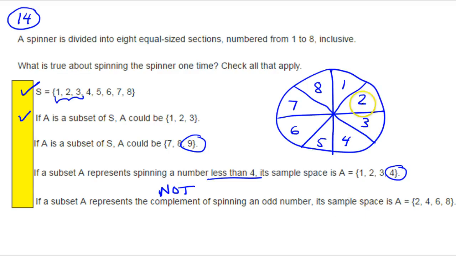So that would be 2, 4, 6, and 8, which is what they had, so that's true. So these are the 3 true statements. And there you go.